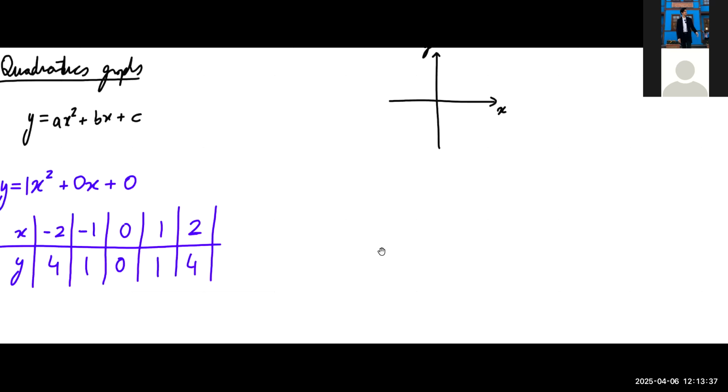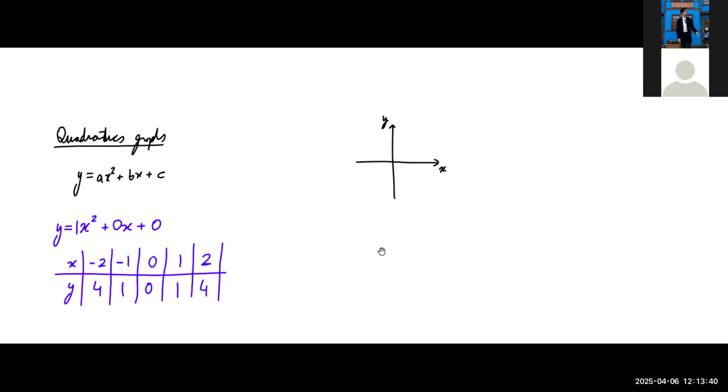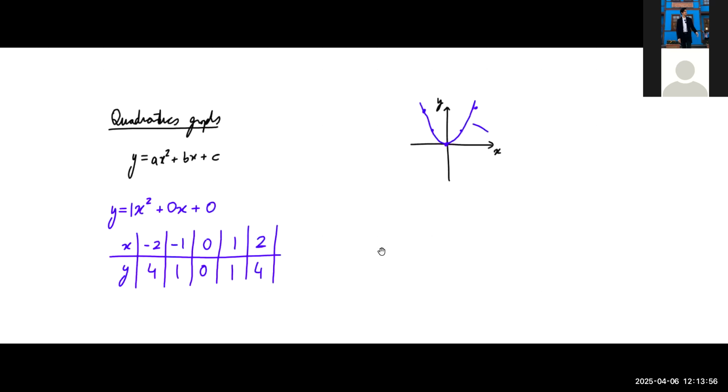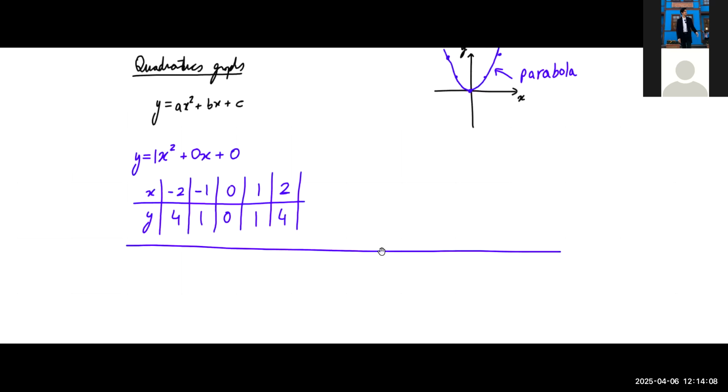Now if we put these points on the graph, it will look something like this. Minus 2, 4. Minus 1, 1. 0, 0. 1, 1. And 2, 4. As you can see, it forms a parabola. So this shape is what we call a parabola. Very common shape. It results from quadratic equations. Okay. So this is the basic idea of what the general graph of a quadratic looks like.